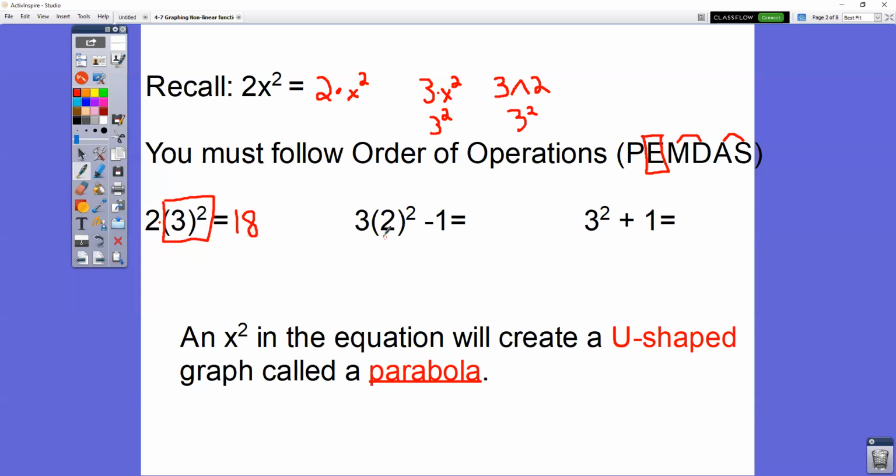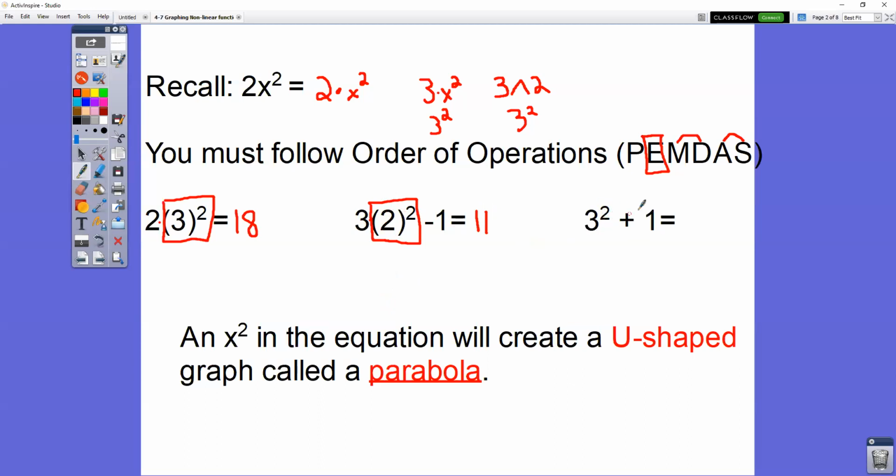In the middle one, 3 times 2 squared minus 1. Remember, we have to do the exponent first. So we have to do the 2 squared first. 2 squared is 2 times 2, which is 4. Then we have to do the multiplying. So 3 times 4 is 12. Then we do the subtracting. 12 minus 1 is 11.